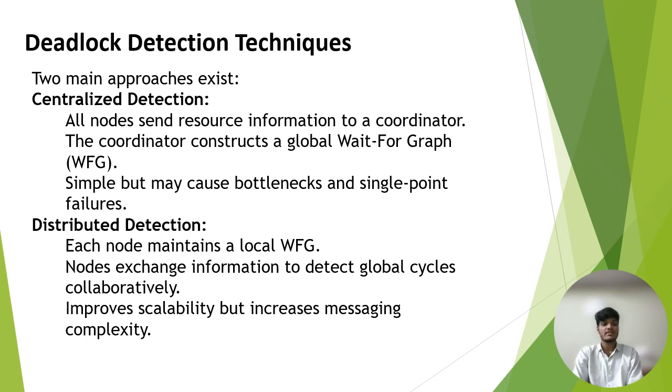In distributed detection, each node maintains a local WFG. Nodes exchange information to detect global cycles collaboratively, which improves scalability but increases the messaging complexity. These are the two techniques we use in deadlock detection.